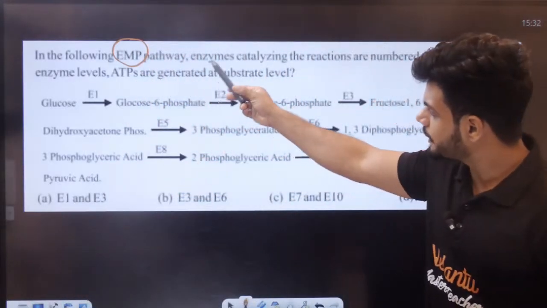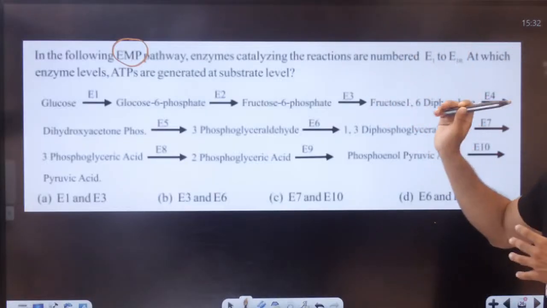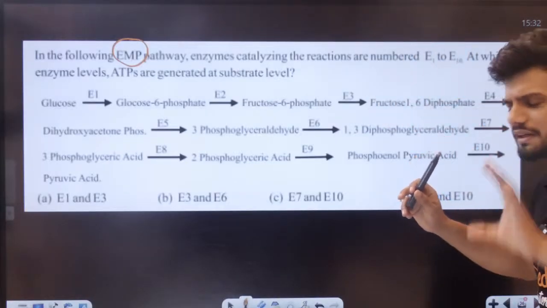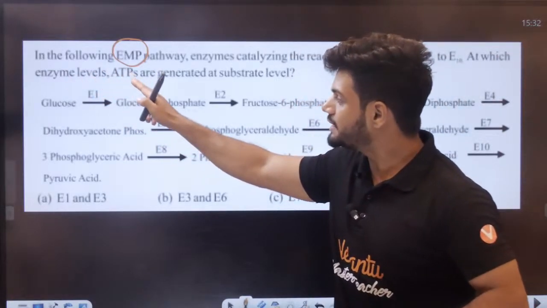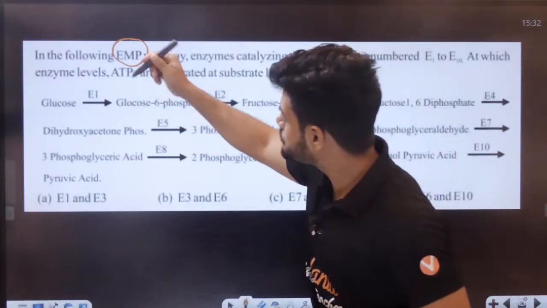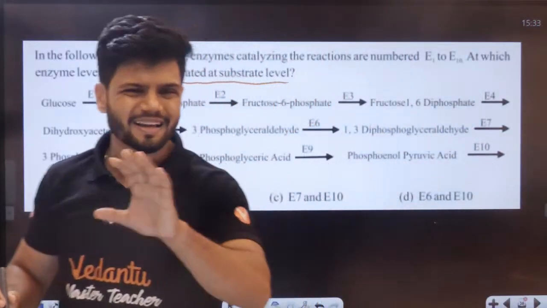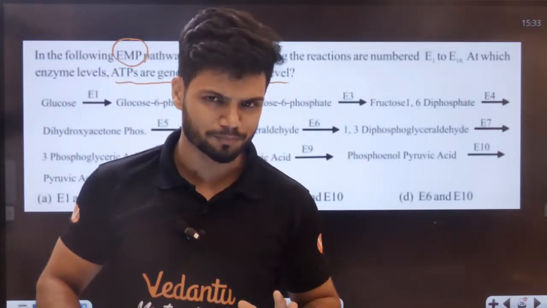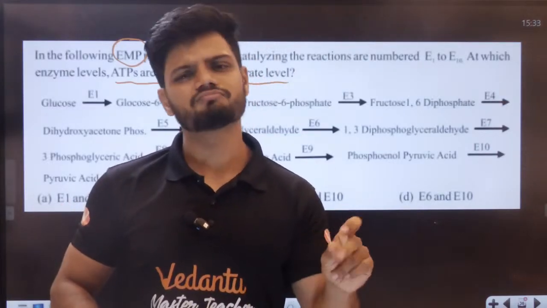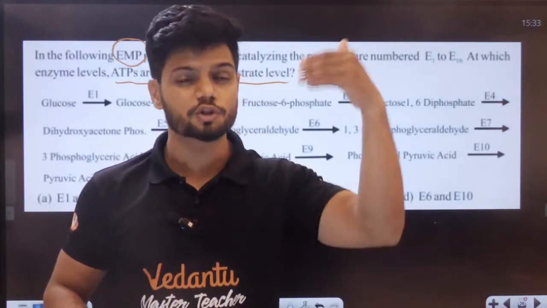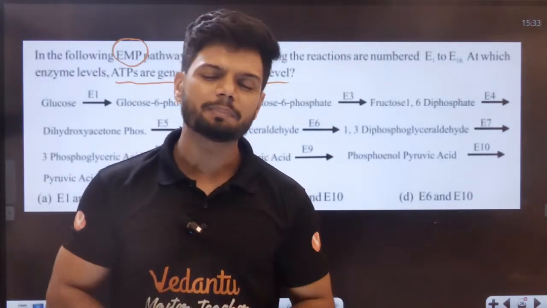So in the EMP pathway, the enzymes catalyzing the reactions are numbered E1 to E10. You don't need to remember the enzymes. At which enzyme level are ATPs generated at substrate level? Now, when I say substrate level ATP generation, I cannot consider NADH formation, because NADH is an electron carrier, which will be used in electron transport later on. So, in which step is ATP formed?